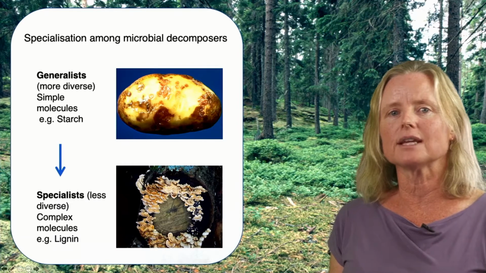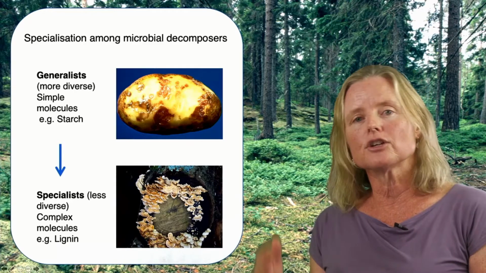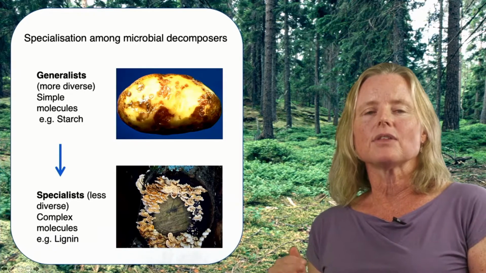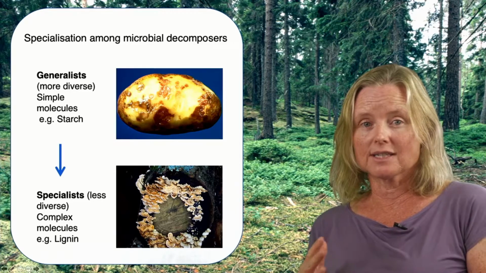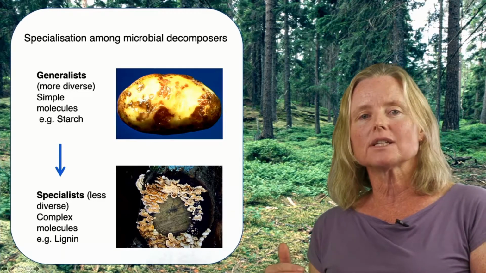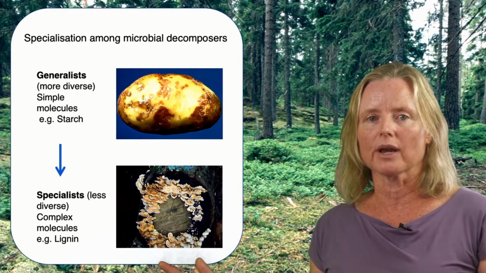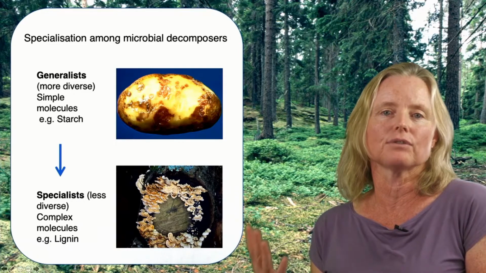Let's take a look at the example of the potato that is predominantly composed of simple starch and a tree trunk that has high amounts of lignin. The theory is that the genes encoding for the enzymes to degrade the simple sugars, such as starch, as well as the generalist organisms that carry out this process, are widely spread and thus represent a larger range of taxonomically diverse microbes.